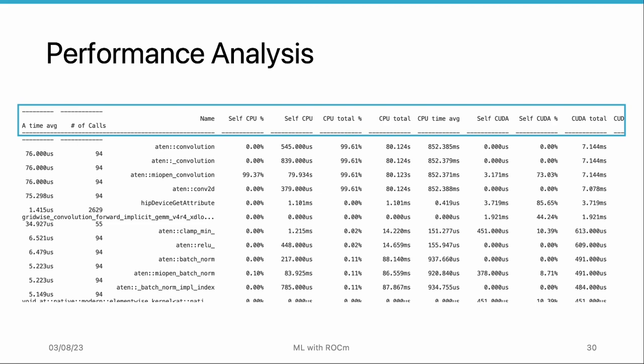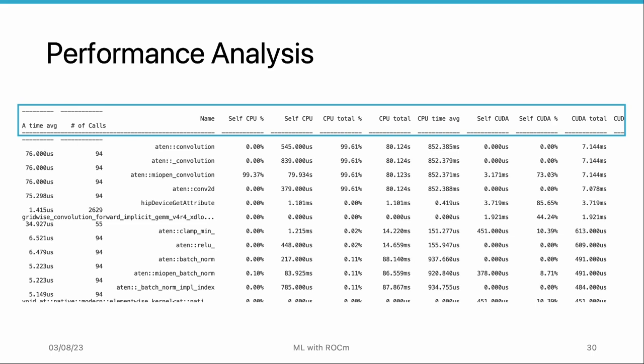Self-CPU percentage column represents the percentage of CPU time attributed to the operation itself. Self-CPU column shows the total CPU time spent in the operation excluding any sub-operations. CPU total percentage indicates the percentage of CPU time attributed to the operation and its sub-operations. The CPU total column represents the total CPU time spent in the operation and its sub-operations.